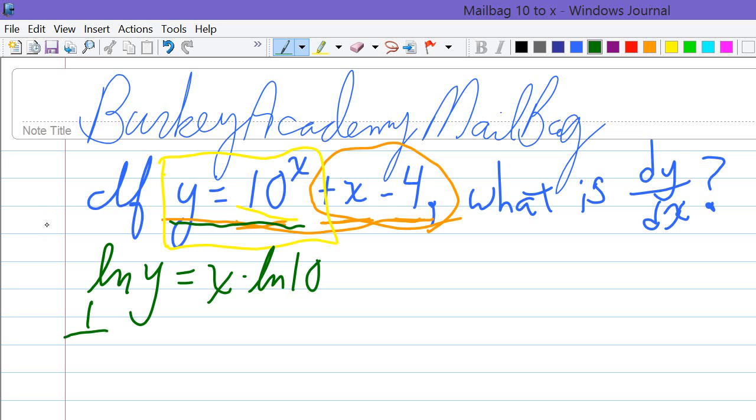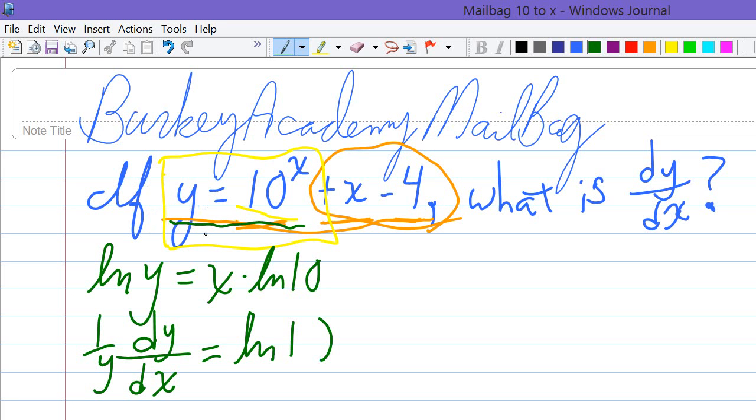The derivative of the natural log of a function is 1 over the function. So the derivative of the natural log of y is 1 over y. And then we have this. Here, let me erase this and move it over here so we can see. 1 over y dy dx equals, now the derivative of the right-hand side is simply the natural log of 10, because that's a constant. So this is like 3x, or x times 3. Well, the derivative of that is just the 3. So in this case, it's the natural log of 10.